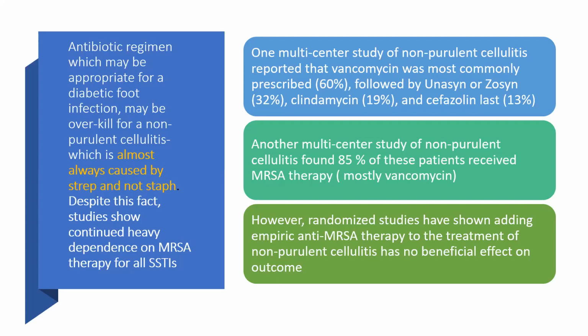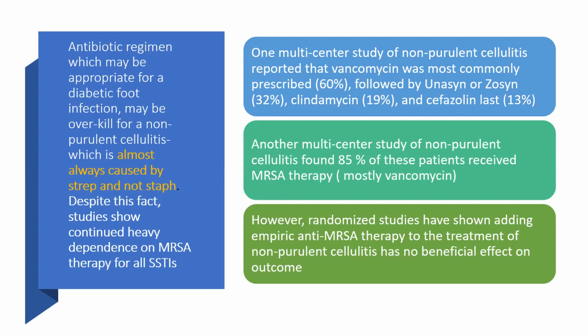One multi-center study looking at non-purulent cellulitis reported that vancomycin was the most commonly prescribed antibiotic, 60% of the time, oftentimes combined with Unasyn or Zosyn, clindamycin, and cefazolin was actually the last choice for patients presenting with non-purulent cellulitis. Another study of non-purulent cellulitis found 85% of these patients received MRSA therapy, mostly vancomycin. So if we look at these people specifically, who are often being treated for MRSA, how much do we really need to use vancomycin in these studies?